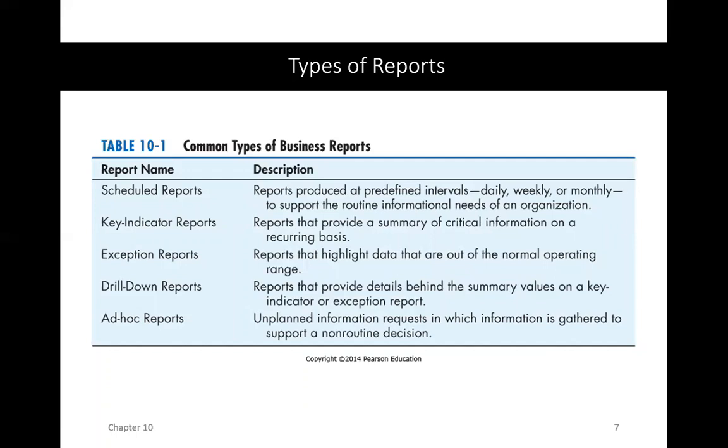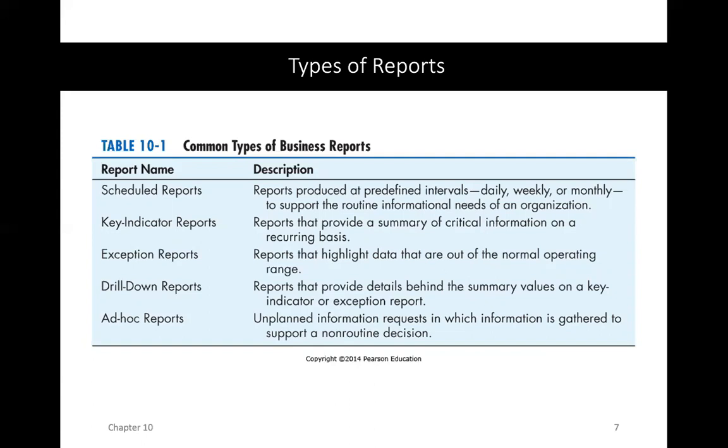A drill down report is a report that provides details behind the summary values on a key indicator or an exception report. So if I am getting a key indicator report or an exception report, and I want some more information as to the causes of why something's performing very well or not so well, a drill down report is the context that allows me to do that. And then our ad hoc report, this is an unplanned information request in which information is gathered to support a non-routine decision. So if a senior manager comes along and says, I need this report for this specific context as a one-off, this is what an example of an ad hoc report might look like.